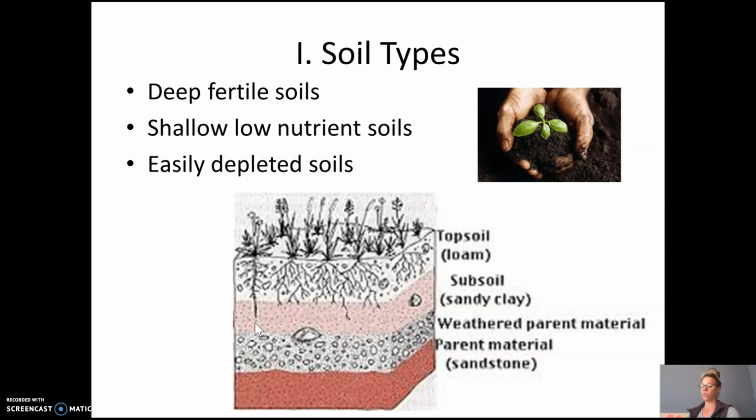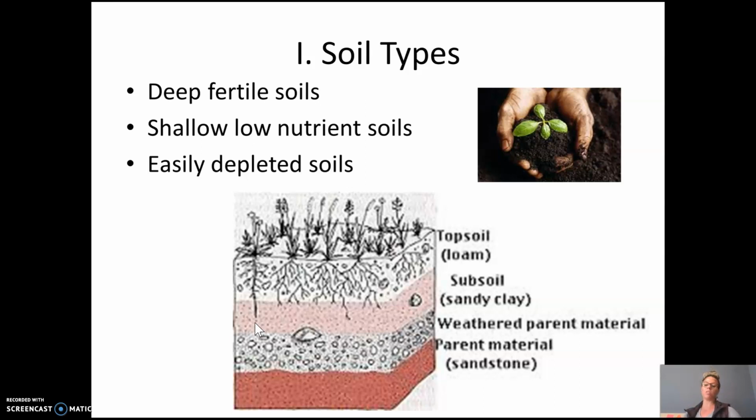We have shallow nutrient soils, like our rainforest that has low organic matter. And then we have easily depleted soils where the forest is removed, our mountainsides. You can see here a cross section of soil. So at the top, we've got topsoil. The subsoil is a sandy clay, right? That's particle size, which gives texture. And then we've got that weathered parent material underneath.